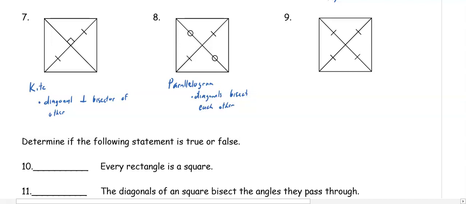Number 9, we have diagonals that are bisected and all 4 pieces are congruent, which means that the entire diagonals are also congruent, and the first shape that happens in is a rectangle. So we know that because it has 2 congruent diagonals.